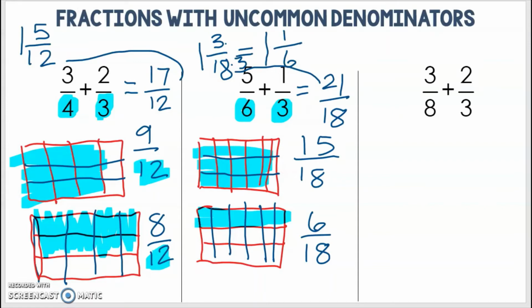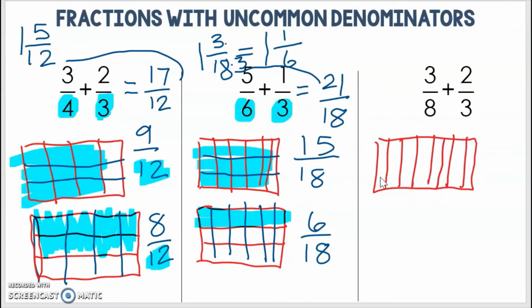Okay, last one for this. I'm going to have 3/8. So here my term is 8. So divide this one up into 8. 1, 2, 3, 4, 5, 6, 7, 8. Okay, so there's 8ths, and I have 3/8.